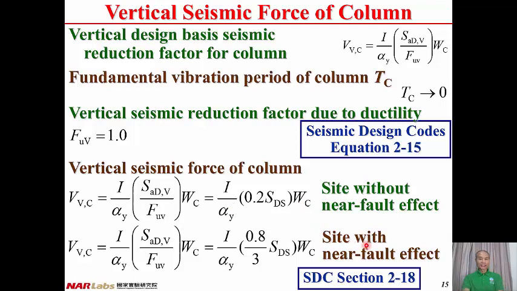And for the site with near fault effect, VVC equals I divided by alpha y, and SaDV equals 0.8 divided by 3 times SDS times WC, according to Seismic Design Codes, section 2-18.